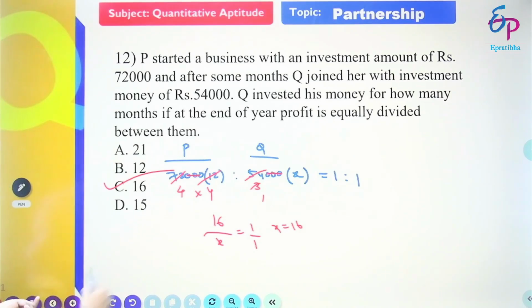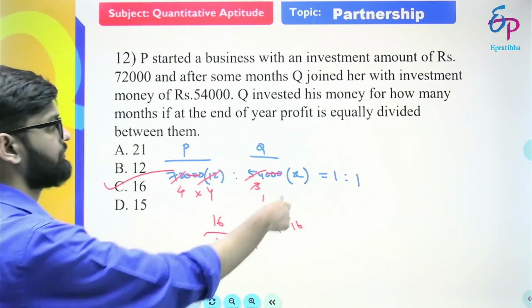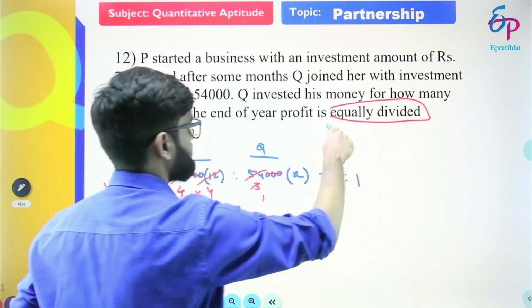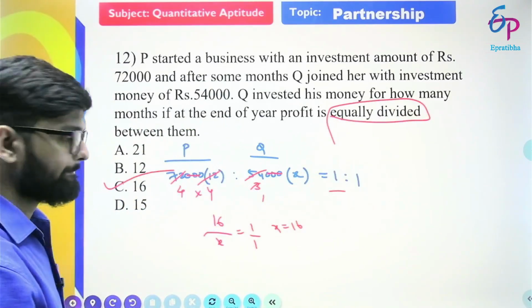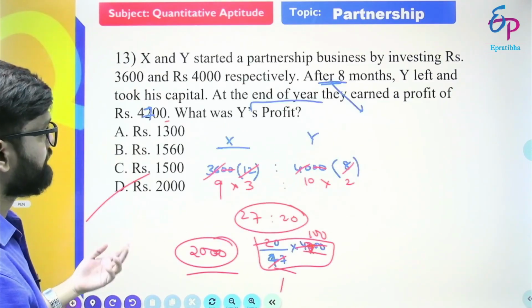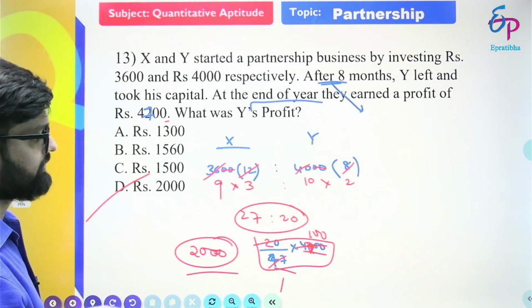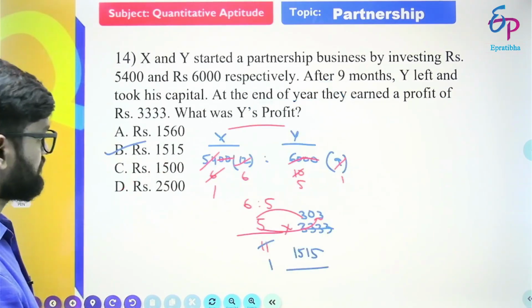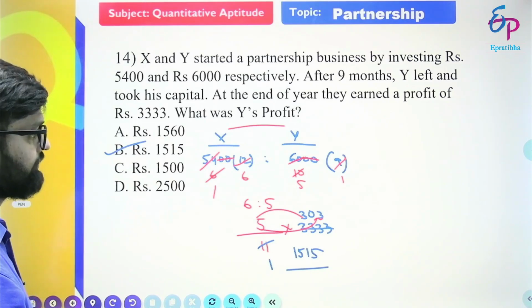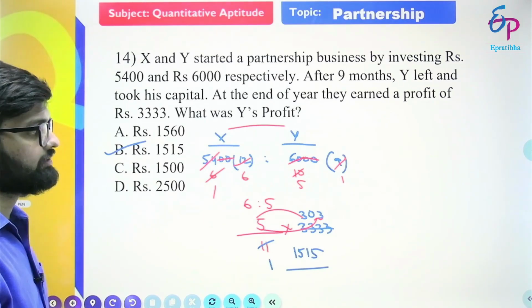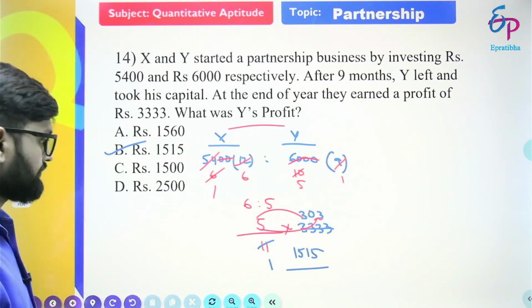The same 1:1 means equal profit. The keyword is equally divided means 1:1. What we are doing here after 8 months, this is 27:12. So x is equal to 5412, 6000 into 9. So 1515.